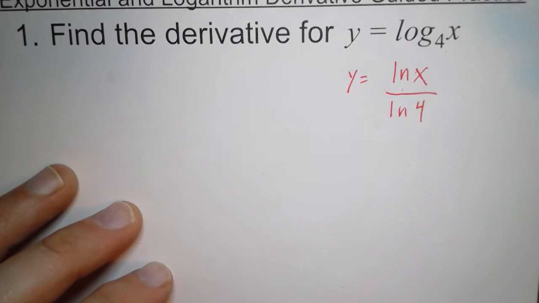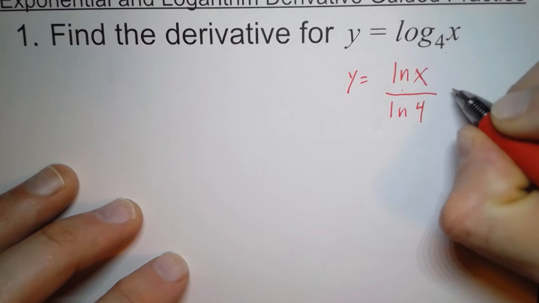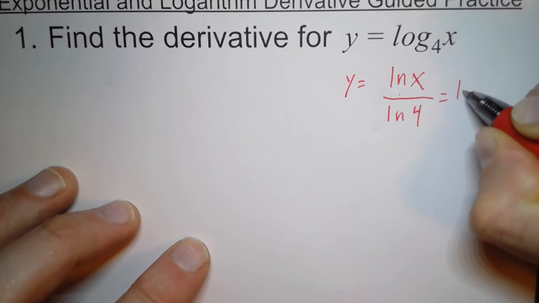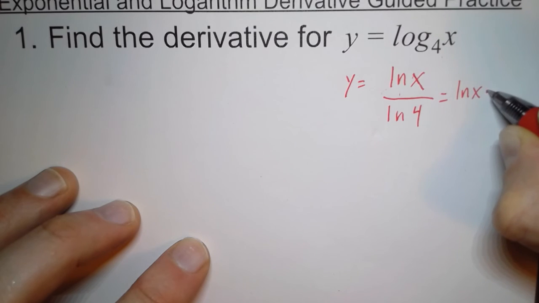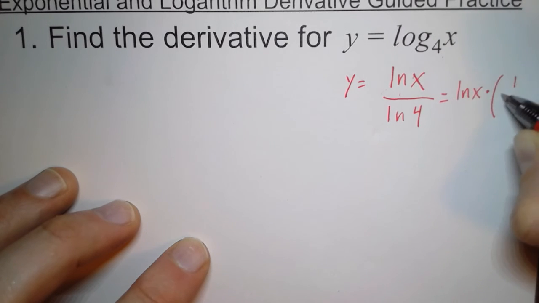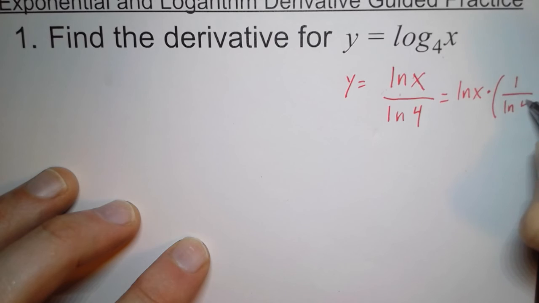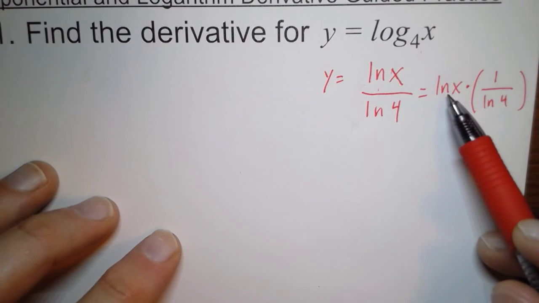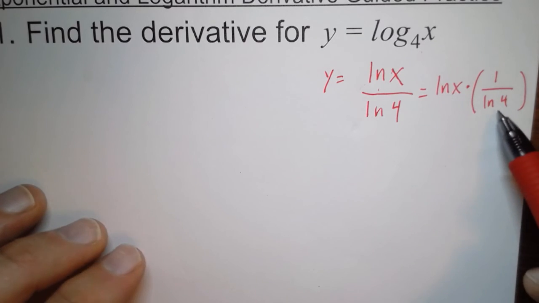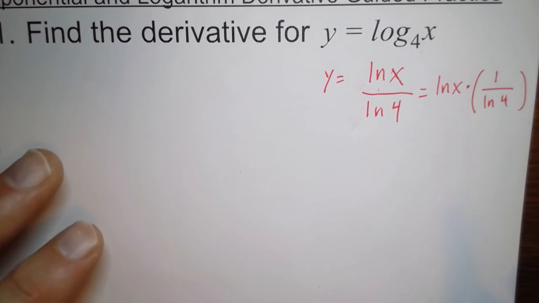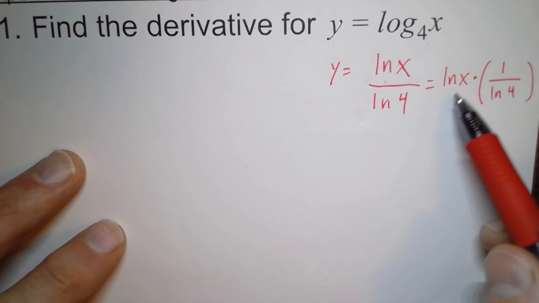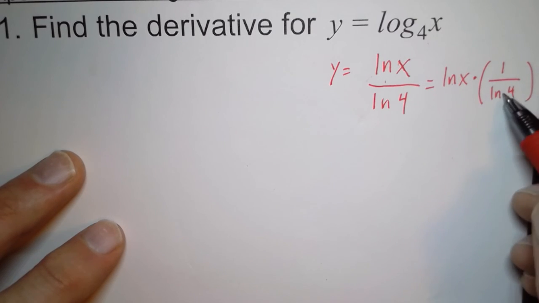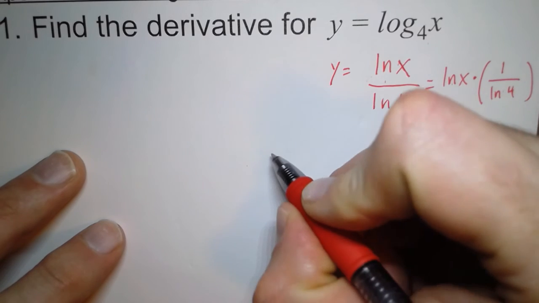Because it's a constant, we don't need quotient rule here. What we can do is rewrite this as ln of x times the quantity 1 over ln of 4. Now that's helpful because ln of x is not a constant, but 1 over ln of 4 is a constant. So that means all we need is to find the derivative of this, and then because this is a constant, it will just cling for the ride.